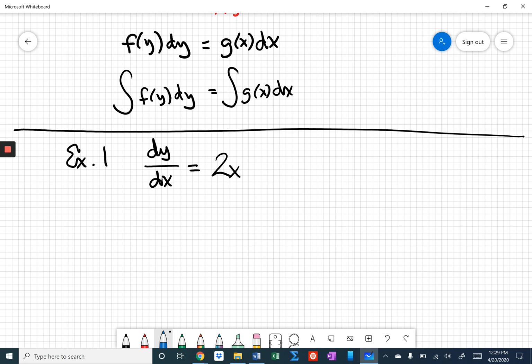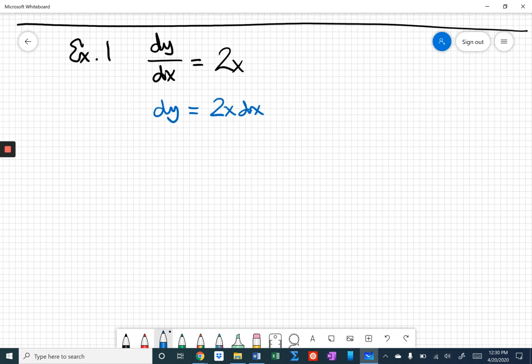Okay, so I'm going to separate my variables, quote unquote, cross multiply, if you want to think about it that way. And when I do that, I'm going to get dy left alone on the left-hand side equal to 2x dx on the right-hand side. So I've separated my variables. Put all the y's on one side, all the x's on the other. Legitimate mathematics to get there.